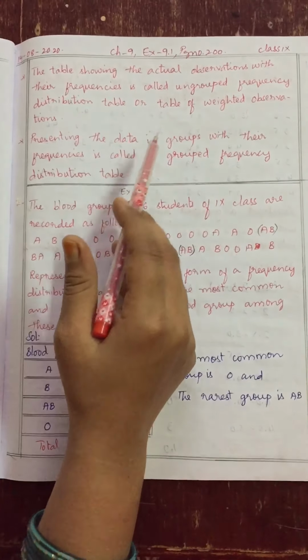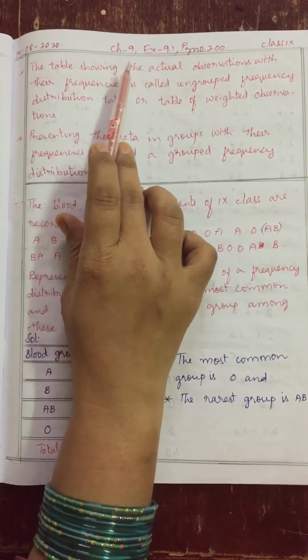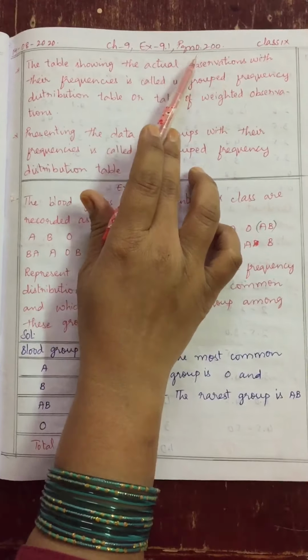Good morning children. In today's class we are going to solve chapter 9 exercise 9.1, page number 200. But before starting the exercise I want to discuss two important points. First, the table showing the actual observations with their frequencies is called an ungrouped frequency distribution table, or table of weighted observation. What do you mean by that?